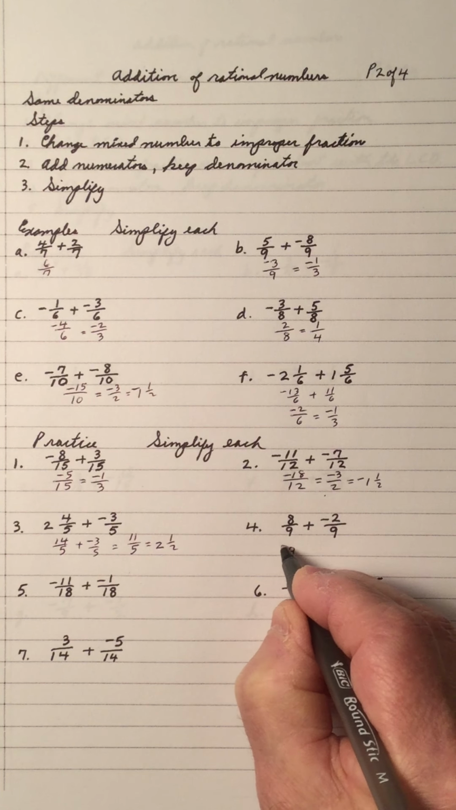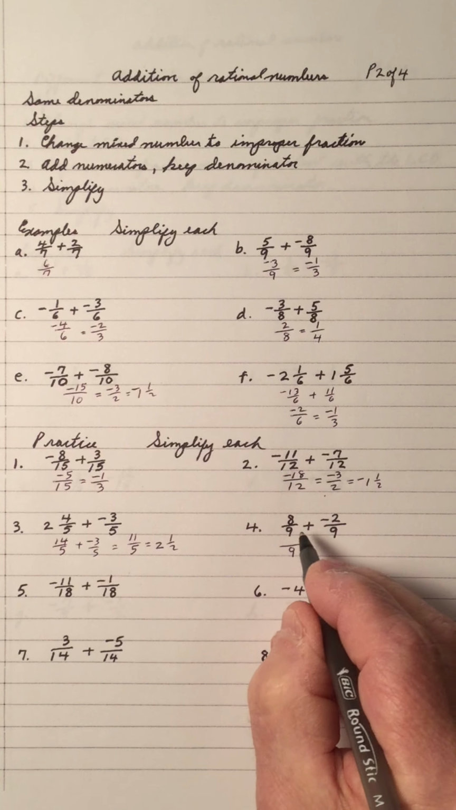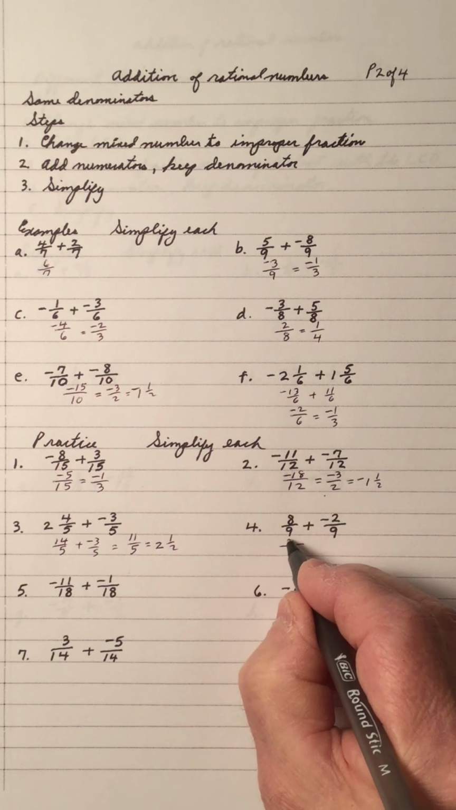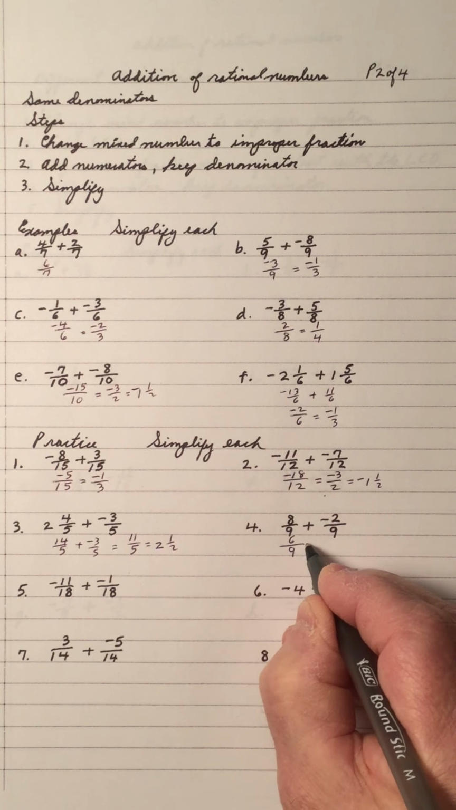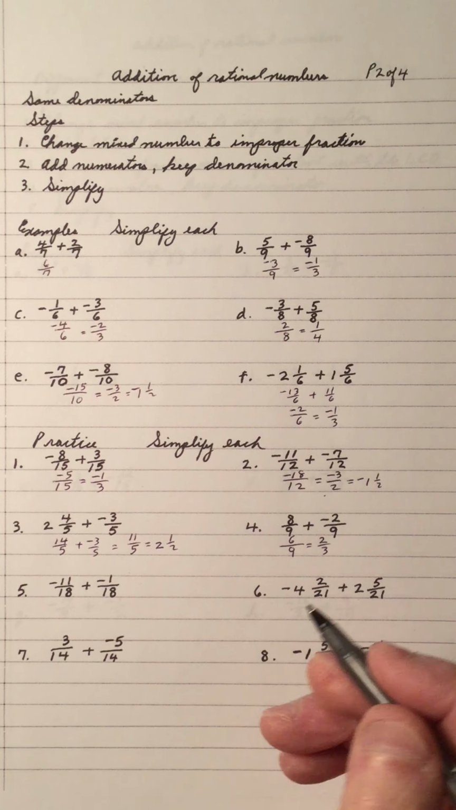9 is the least common denominator. 8 subtract 2 is 6. 3 goes into 6 twice. 3 goes into 9, 3. Notice 9 is your common denominator. I happened to say GCF, but I said the wrong word.